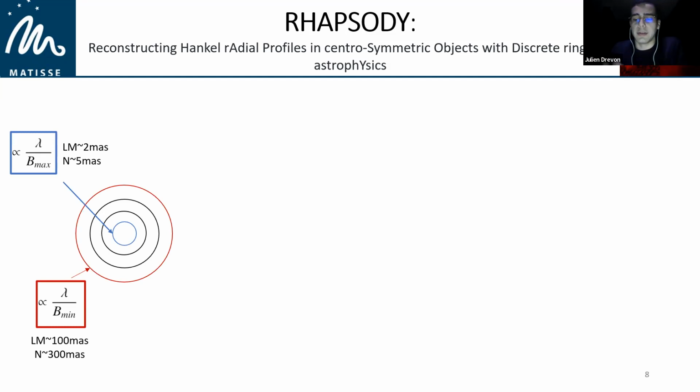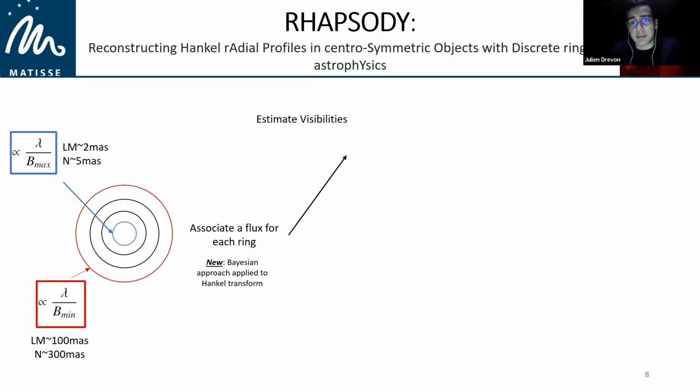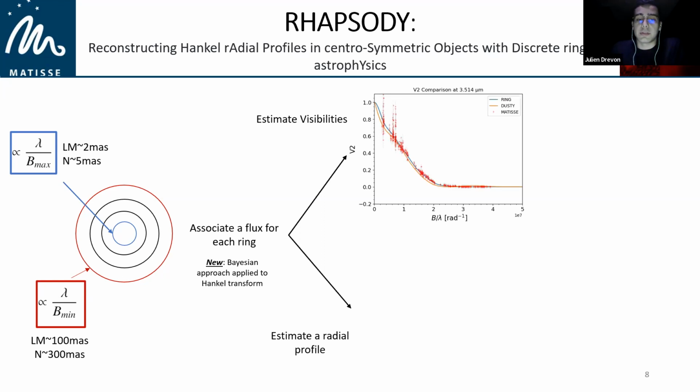The width and the number of rings depend on the angular resolution of your instrument and the field of view, basically. So once you have the geometry of your model, you associate a flux to each ring. The specialty of Rhapsody is that we merge the Hankel transform with a Bayesian approach. And so we estimate visibilities, and we also estimate radial profiles.